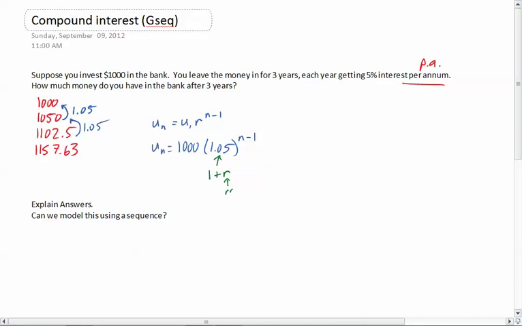Now, we're using a couple of different r's here, so maybe I'll use a big R for the rate, but usually you'll see it as a small r. So 1 plus the rate will be here. That's a 5% rate, which is 0.05. This is your principal, the starting amount.